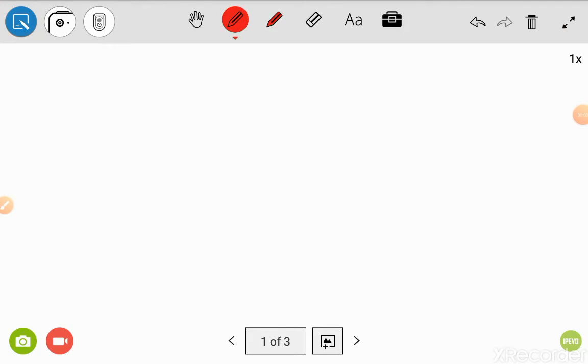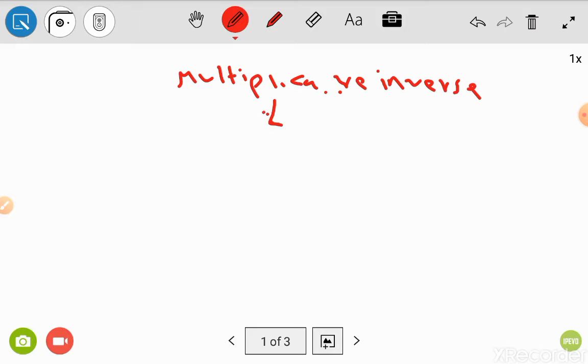Our lesson today: how to get the multiplicative inverse to any matrix 2 by 2. Any matrix 2 by 2 means the matrix contains 2 rows and 2 columns.